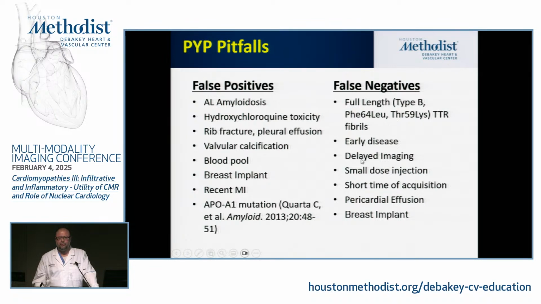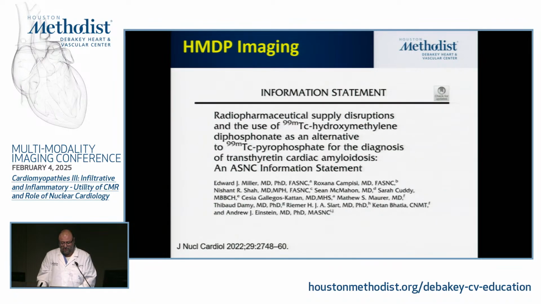If you waited too long and the tracer has decayed, or you injected a little dose, or you imaged the patient for little time, or if there is a large pericardial effusion, that will decrease the counts in the image. And sometimes breast implants may hinder the imaging. However, if you're using SPECT CT, many of these could be taken care of, and that will be accounted for when you're looking at these images.